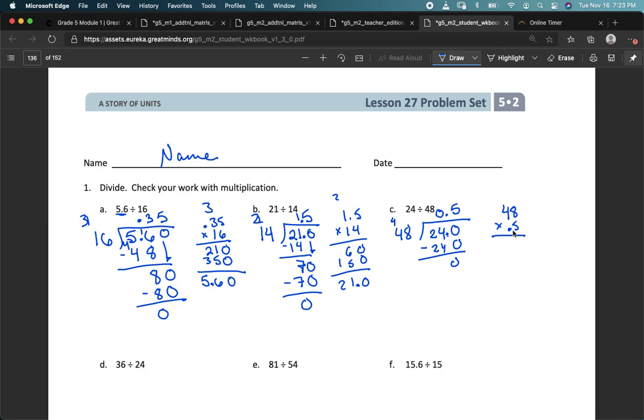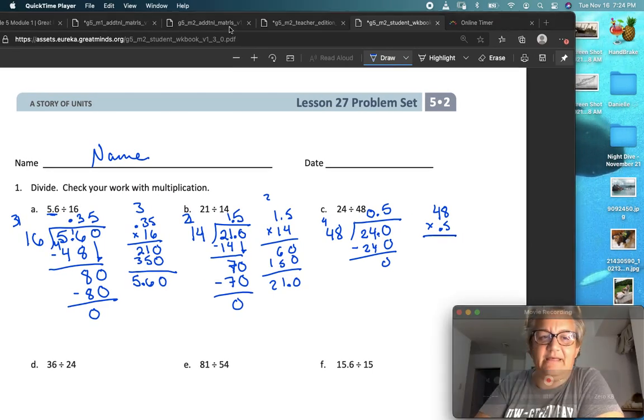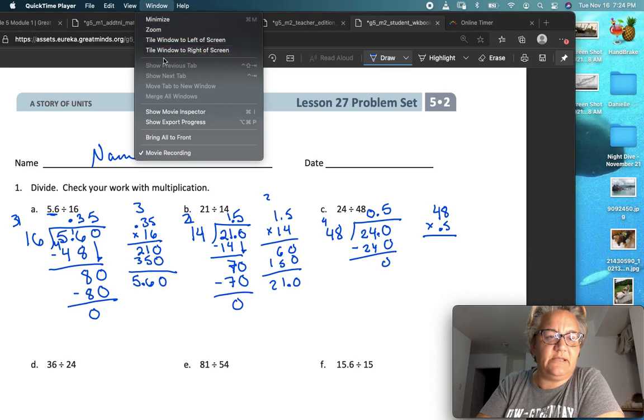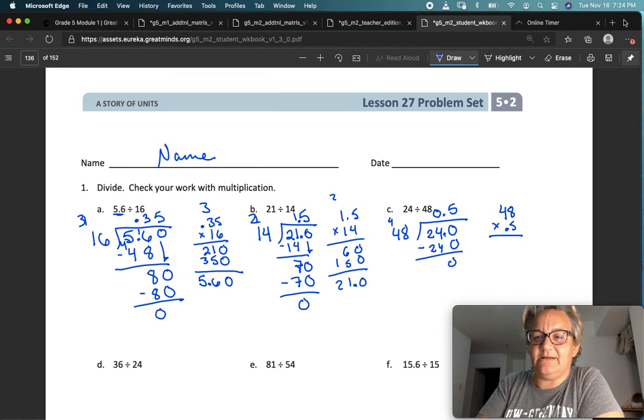Okay? And I just realized that my camera here is hidden behind there. So let me just go ahead and change that. Sorry. Didn't realize I wasn't talking to you.